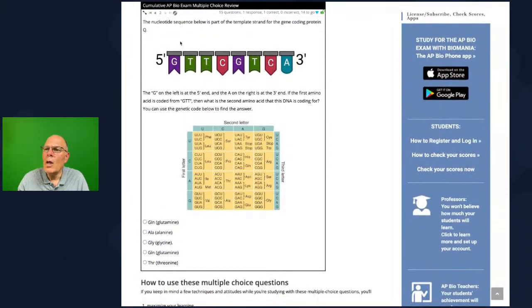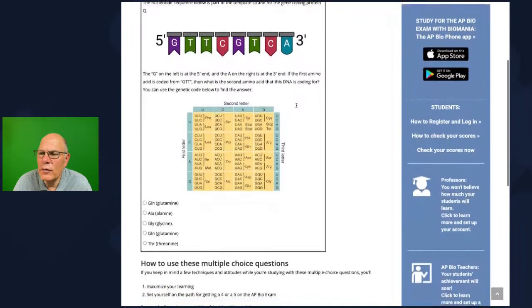Okay, the nucleotide sequence below is part of the template strand for the gene coding protein Q. The G on the left is at the 5' end, and the A is on the right, the 3' end. The first amino acid is coded from GTT. What is the second amino acid that this DNA is coding for? You can use the genetic code below to answer. This is a slightly tricky question, so just be careful as you code things out.